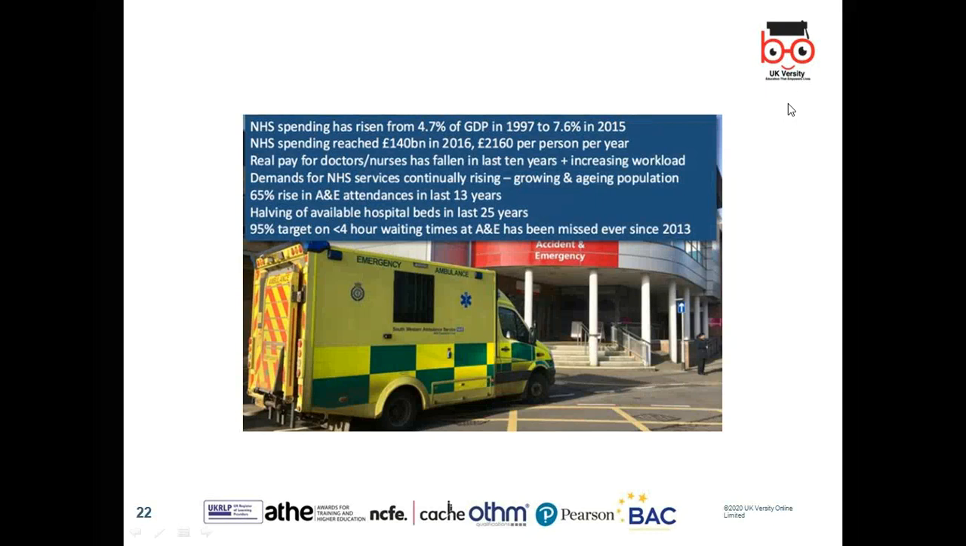Okay, brilliant. Next we'll look at how much is being spent in the UK, some figures. NHS spending has risen from 4.7% of GDP to 7.6%. So 7.6% of the national income is going toward health. The reason is a more aging population and 60% of people using A&E, accident and emergency.